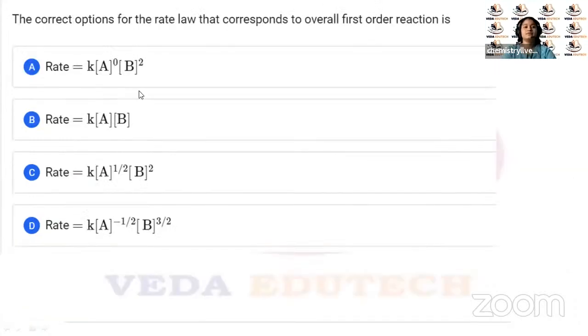There's one more here. The correct option for the rate law that corresponds to the first order of a reaction. First of all, we'll understand here what is rate law, and then we will see some questions. Suppose, children, we know that 2A plus B gives rise to C. It is a general equation.